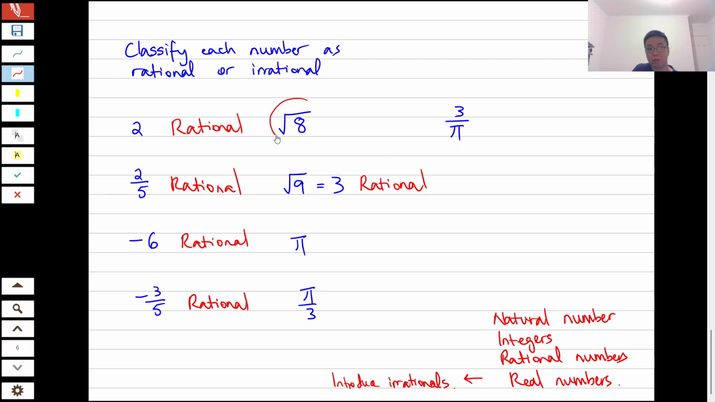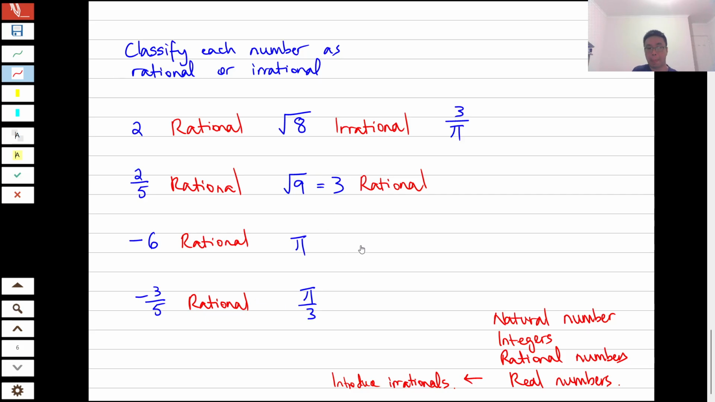However, root 8 is very different. This number is not a perfect square, because 2 times 2 is 4, 3 times 3 is 9, and 8 is between 4 and 9. So this is not a perfect square. I can't get a whole number when I square root this. So this is irrational.